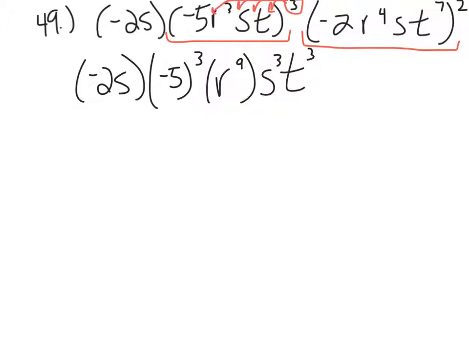Notice how I kept the parentheses around negative 5. That's really important because it shows me that my base is negative 5, which we discussed in class today, the difference between that and not having the parentheses.